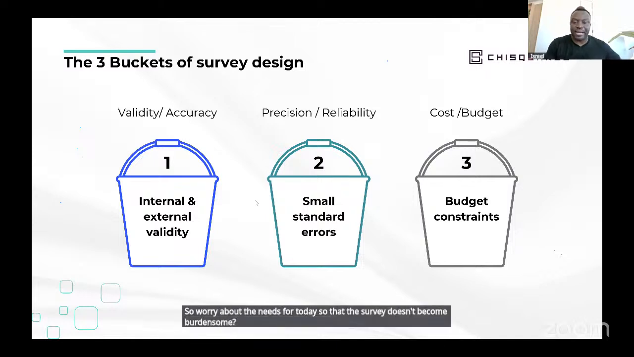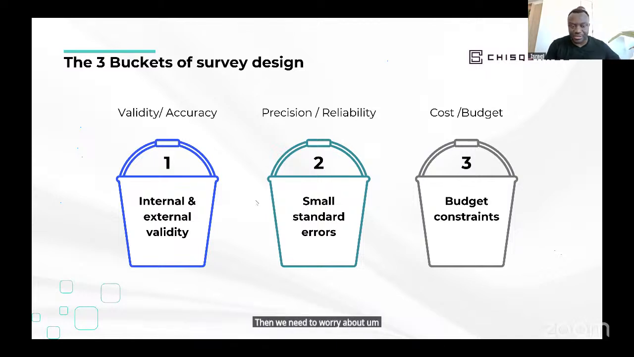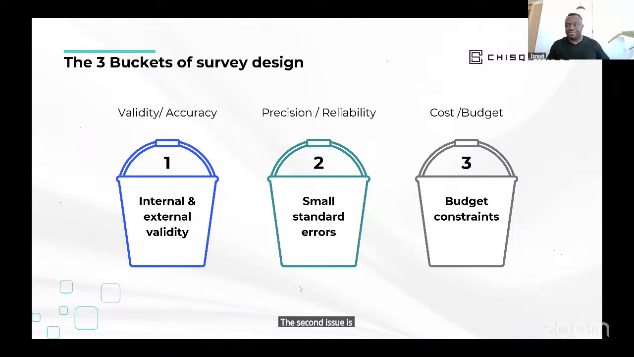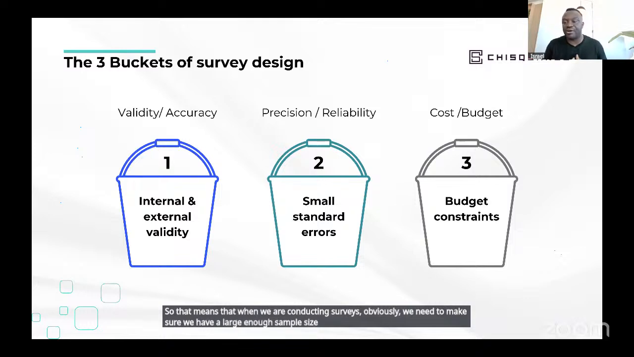Then we need to worry about issues of precision. So bucket number one is issues of validity, which is truth. The second issue is issue of precision. Precision means sample size. So that means that when we're conducting surveys, obviously, we need to make sure we have a large enough sample size to ensure that our results are precise.